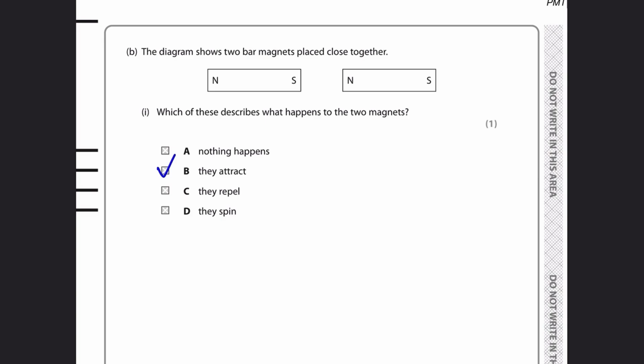Just so you guys think a little further, what if they wrote S and S here, right? So the N is on the other side. If the bar magnets were placed like this, what would happen to them? How would you choose it then? Then you would choose repel, wouldn't you? Because south and south, like and like repel, then the answer would be repel.